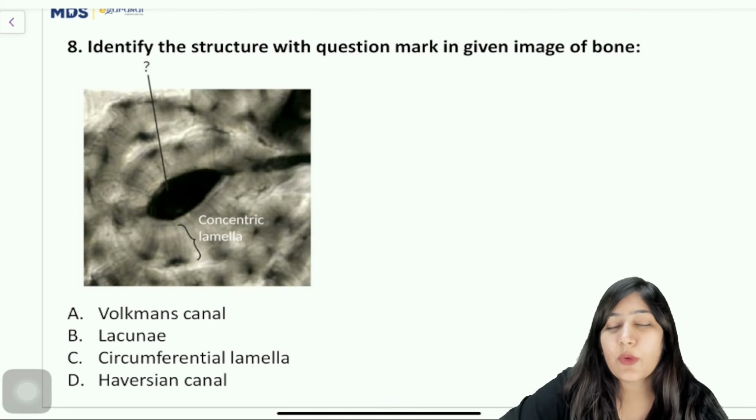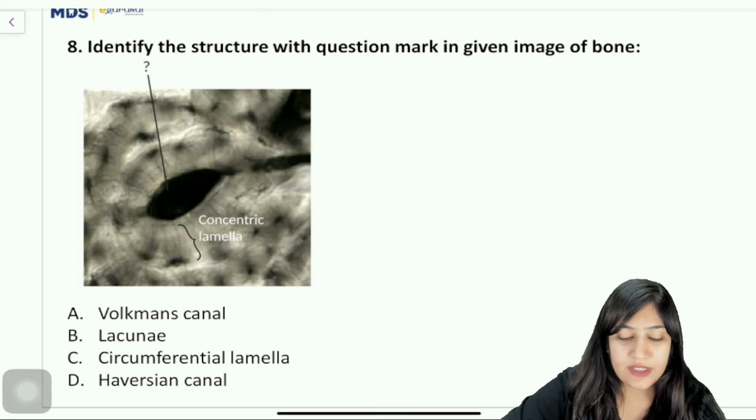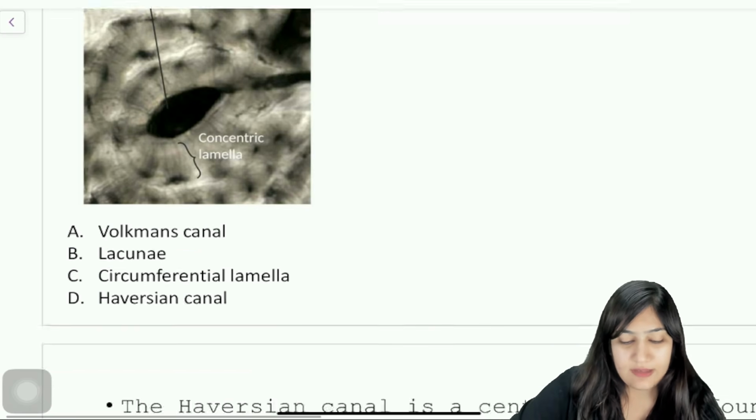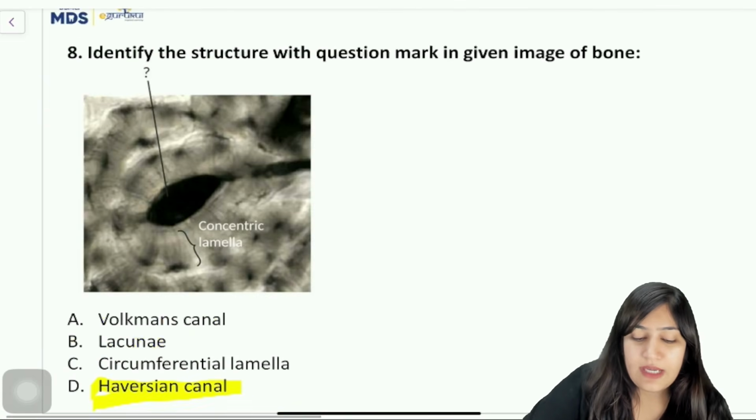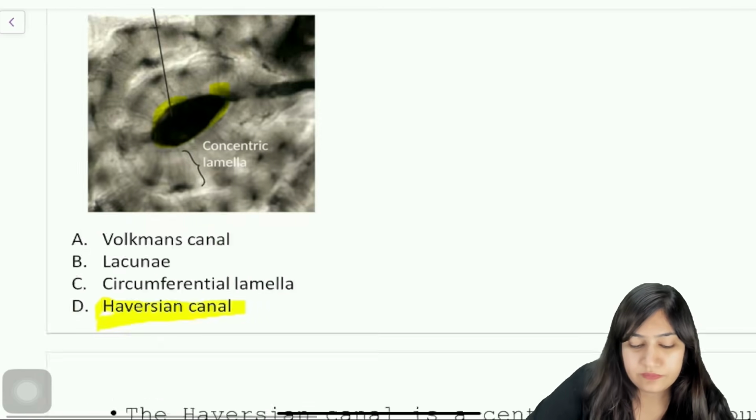Identify the structure with a question mark in the image. Is it Volkmann's canal? Is it lacunae? Is it circumferential lamella? Or is it Haversian canal? It is Haversian canal. Again, an image based question.